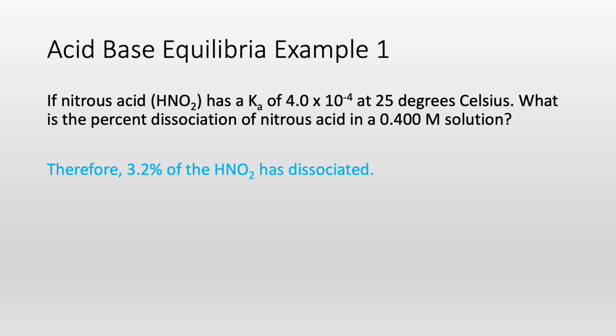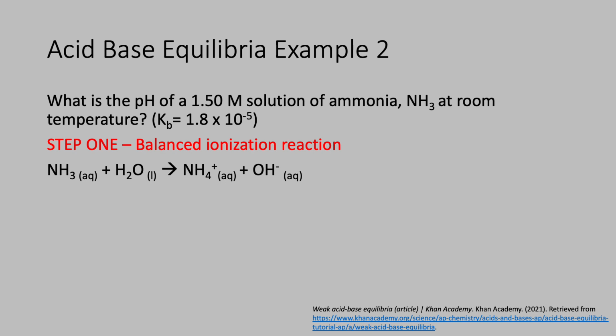So for our second example of an acid-base equilibrium, we're going to try and find the pH of a 1.5 mole solution of ammonia, NH3, at room temperature. So our first step is to find the balanced ionization reaction, and we can see it here.